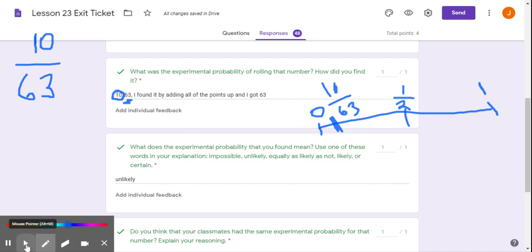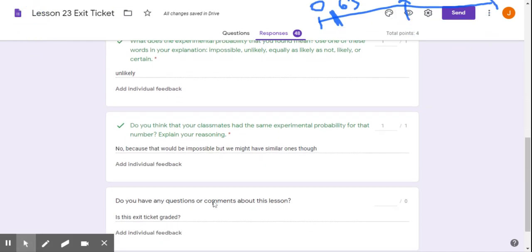That's exactly right. The last question says, do you think that your classmates had the same experimental probability for that number? Explain your reasoning. Darwin said, no, that would be impossible, but we might have similar ones. That's a really good answer. It's likely that someone got a similar number for 8, but unlikely that they got the exact same thing. It's not totally impossible. They could have rolled their dice 63 times and rolled an 8 10 times, but that's very unlikely.